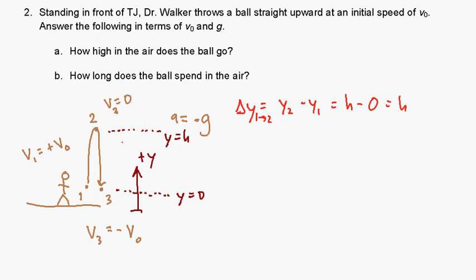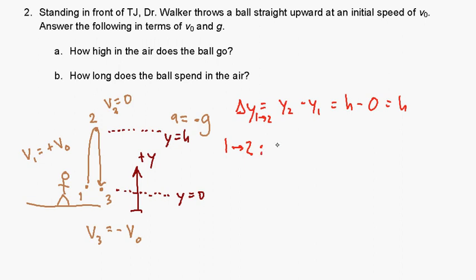I'm doing extra steps here just to be super clear. We don't necessarily have to do this all the time. But looking at going from state 1 to state 2, we know v2 is 0. We know v1 is this v naught, which is considered a given. We know the acceleration is g, and we need to find this delta y.